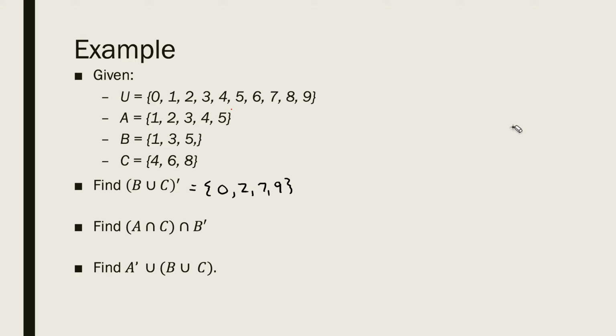Okay, our next part asks us to do first the part in parentheses, A intersect C. So let's compare set A to set C and write down the things that the two sets have in common. So they both have a 4, and that may be it. So the intersection of A and C is just the number 4.